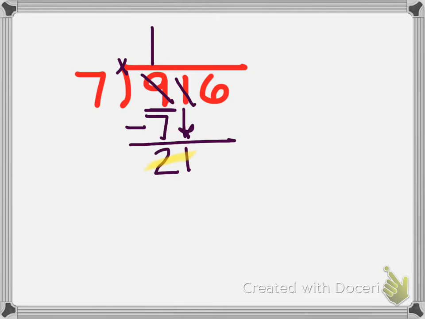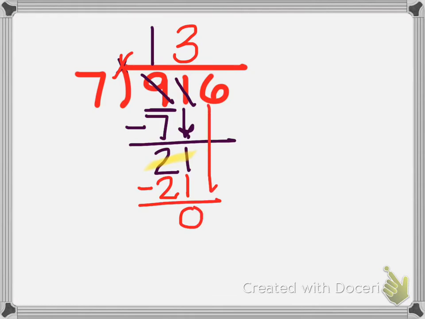21 divided by 7. 7, 14, 21. That is 3. 3 times 7 is 21. Subtract. Get 0. Bring down. Okay. Now, we're going to divide. This is my new dividend. I'm done with that 6. I brought it all the way down.